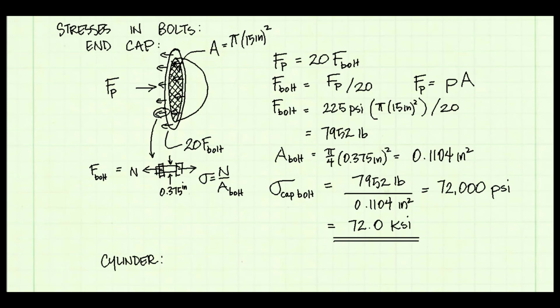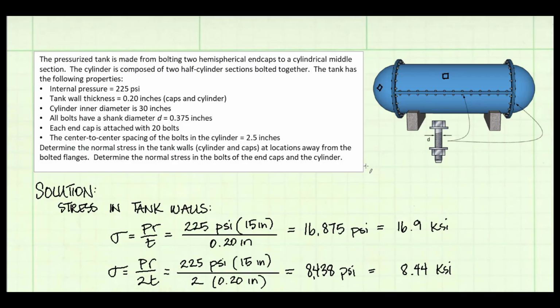Now let's find the stress in the bolts in the cylinder. We will use the same procedure, but modify it for the cylindrical portion. I'm going to cut through the cylinder so that I can create a free body diagram. The section of the cylinder that I'm going to cut is a thin section that's equal to the spacing of the bolts. I will cut halfway between two bolts on either side of one bolt. And that spacing is 2.5 inches.